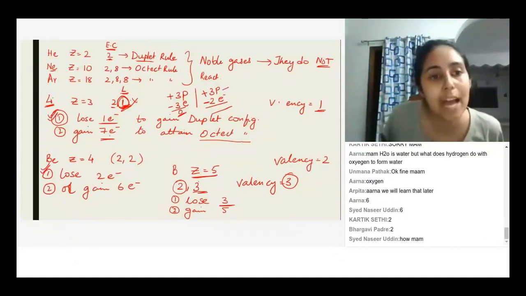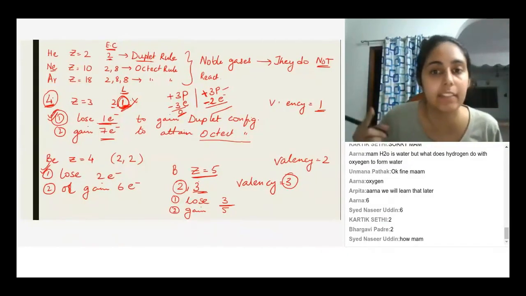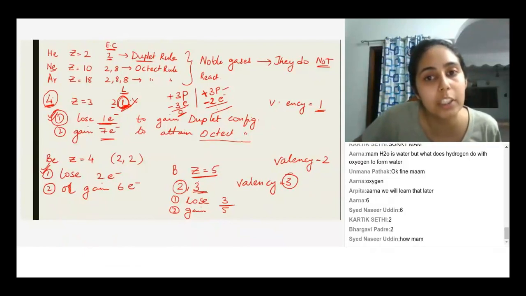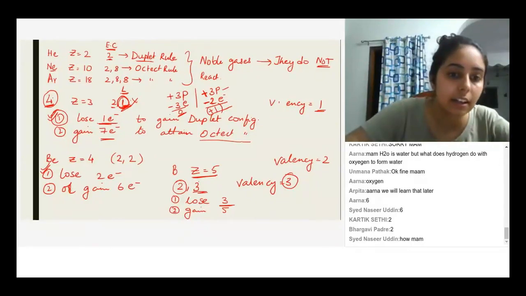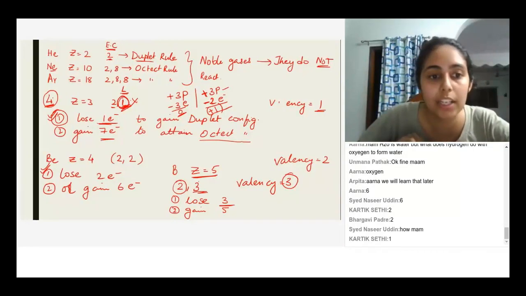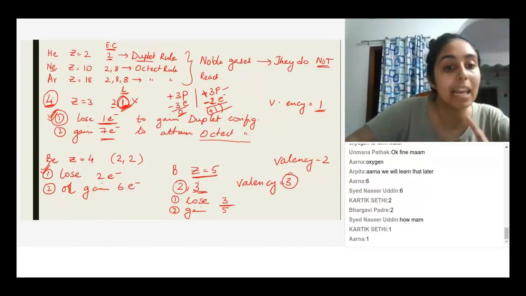3 protons. What happens in the case of lithium? When lithium loses 1 electron, it has 2 electrons left. Protons are positively charged, so I have +3. Electrons are negatively charged, so I have -2, because lithium lost that 1 electron. Now if I add this up, what is the total? +1. So lithium has a valency of +1.